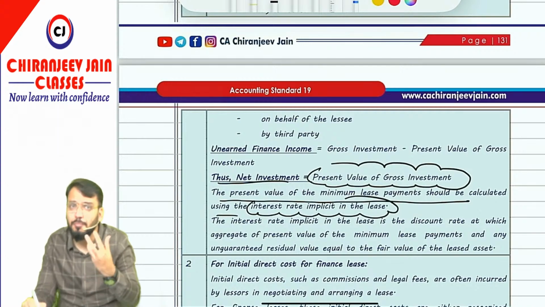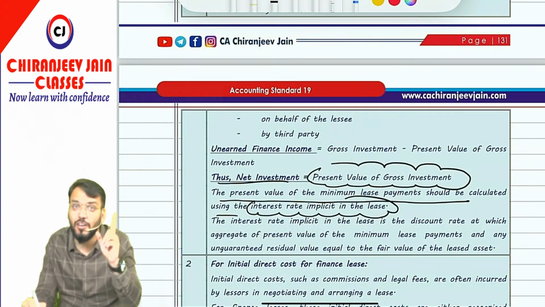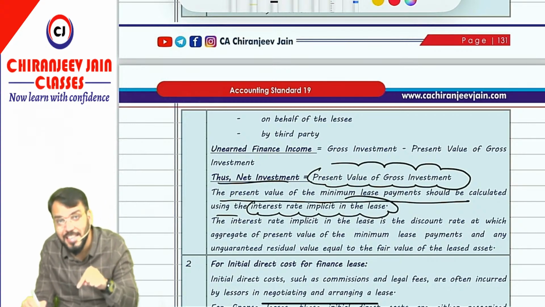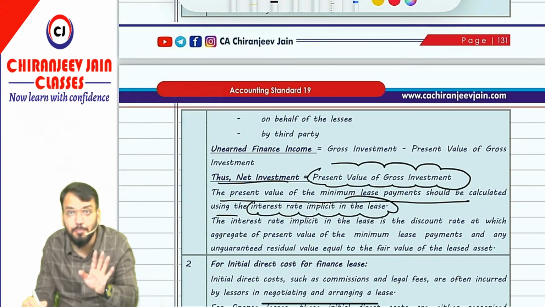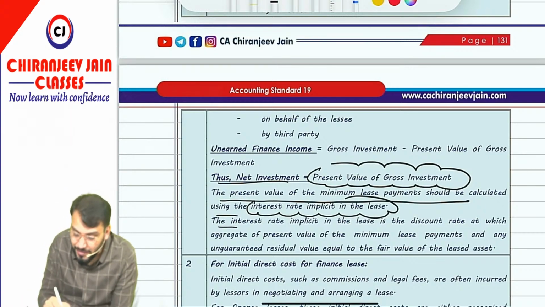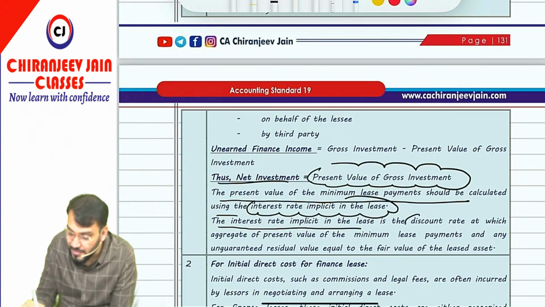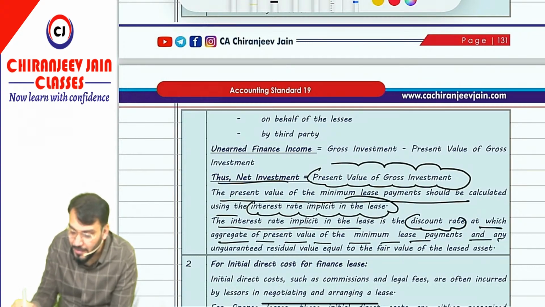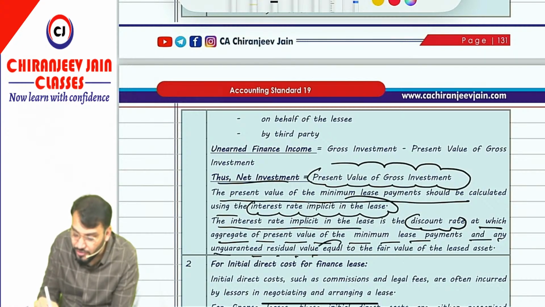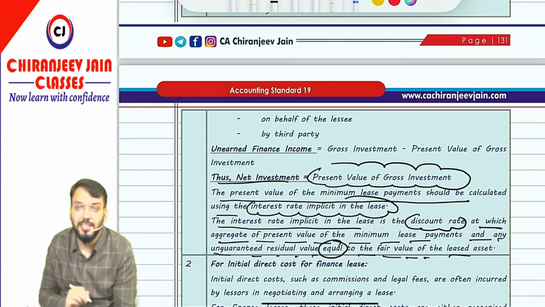Means, using the internal rate of return concept, the IRR concept, whatever you have done in FM, we can calculate the interest rate implicit in the lease. So they may ask you to calculate the interest rate implicit in the lease. What they want to say is, interest rate implicit in the lease is the discount rate at which the aggregate of present value of minimum lease payment and any unguaranteed residual value is equal to the fair value of the leased asset.